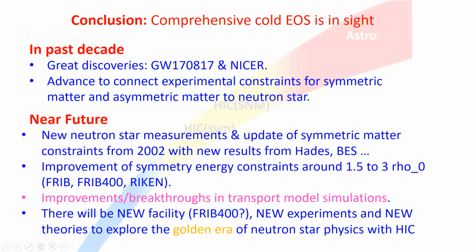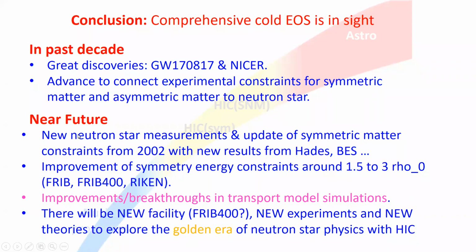Okay, so finally I want to conclude. I believe that we will have a comprehensive equation of state, not just L or S0 or K0. In the past decade, the amazing thing is the discovery of the neutron star merger and also the data from NICER. Astrophysics has advanced quite a bit, mainly because of Bayesian analysis to connect experimental constraints for symmetric matter and symmetry energy to the neutron star.